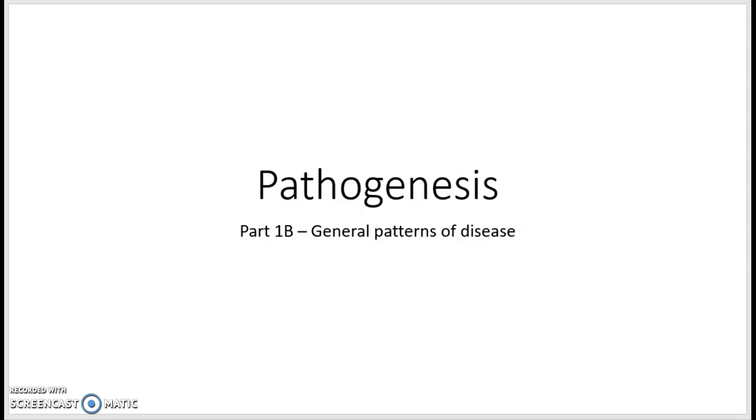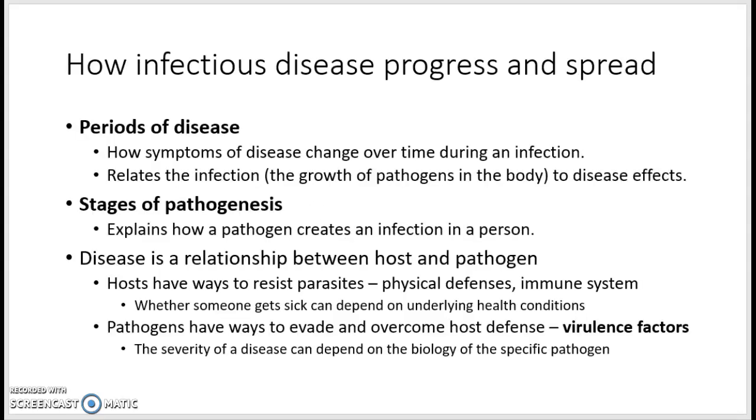So in this lecture, I'm going to talk about some general patterns of infectious disease. I'll talk about two ideas. Periods of disease are how symptoms change over the duration of an infection. These periods relate the infection, or the growth of the pathogens in the body, to the disease effects. I'll also talk about stages of pathogenesis. These explain how a pathogen creates an infection in a person and then is transmitted to a new host.